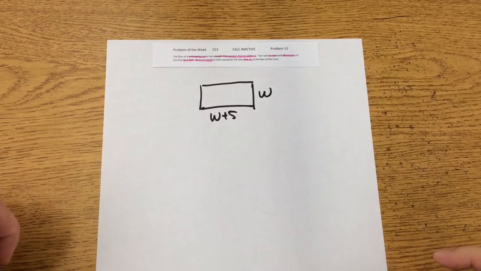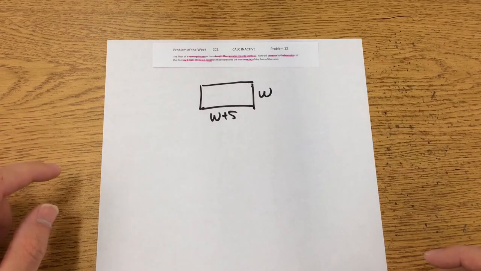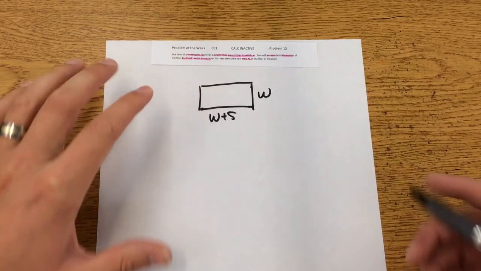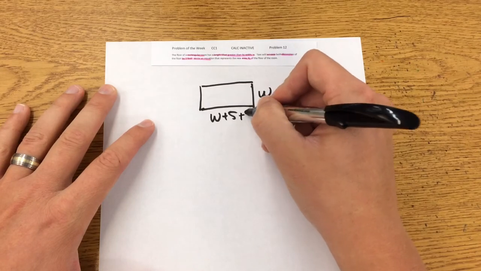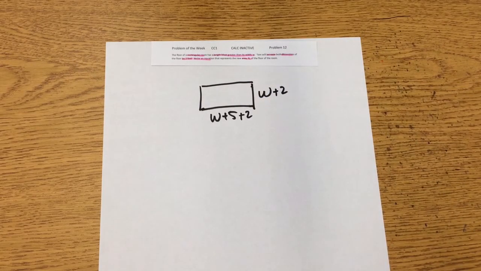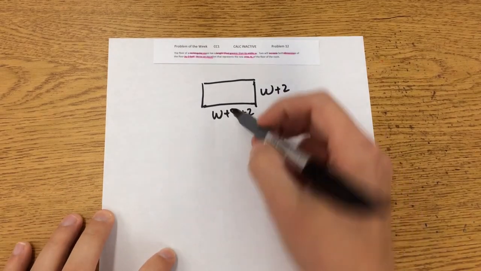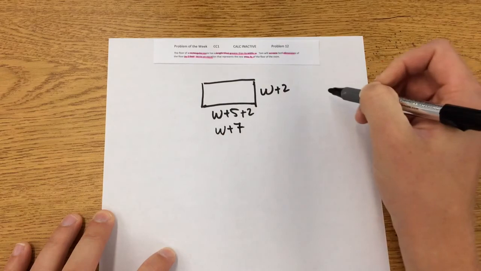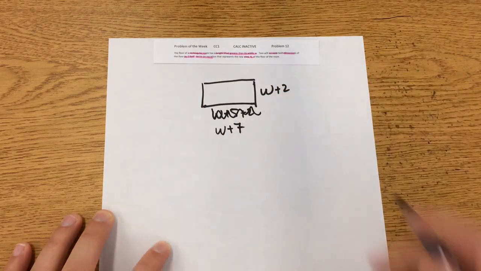Okay. Tom wants to increase the dimensions of the floor by 5 feet. I'm sorry, by 2 feet. Okay, so that's what it says right there. He wants to increase both dimensions by 2 feet. So increase means plus 2, plus 2. So that's our side lengths, right? So if I simplify this, this side down here becomes W plus 7, and this is W plus 2.